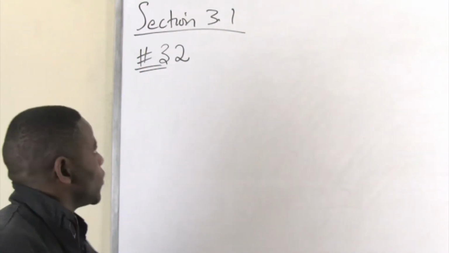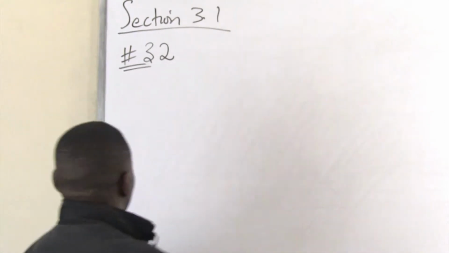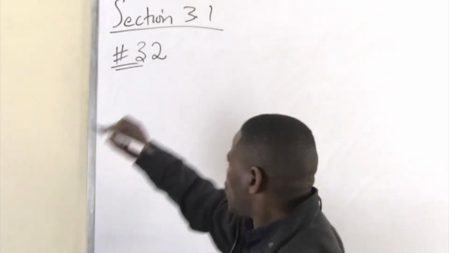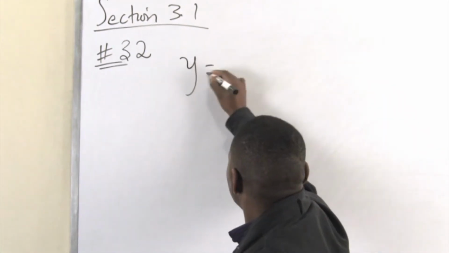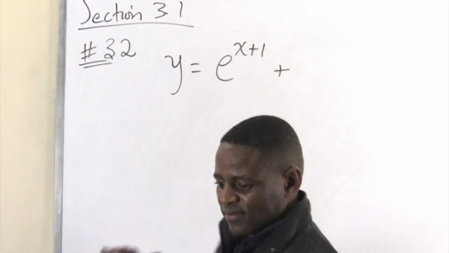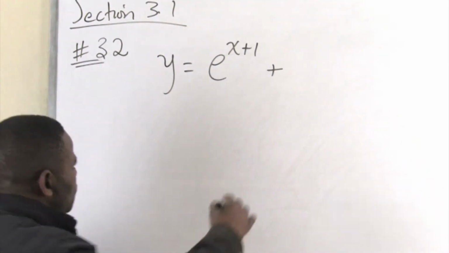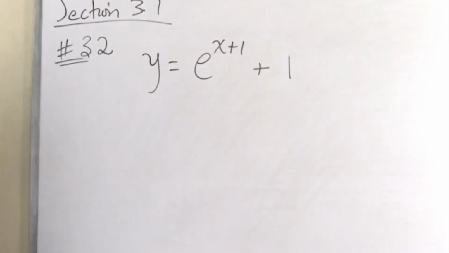Number 32 in our section 3.1. Number 32 says the function y is equal to e to the power x plus 1 plus 1. Let's find its derivative.